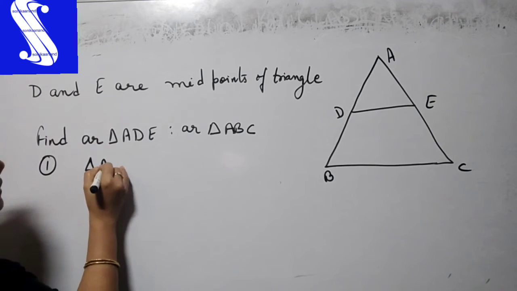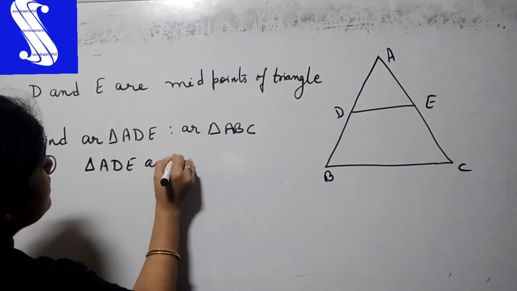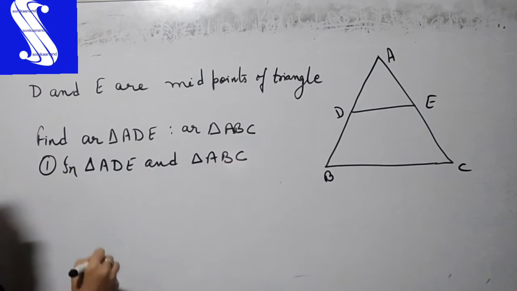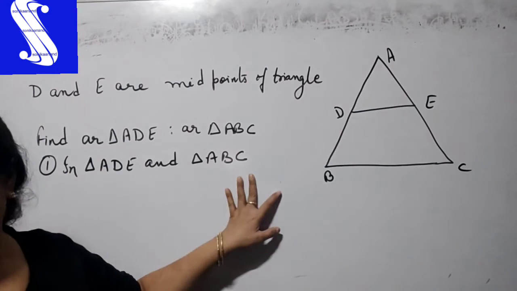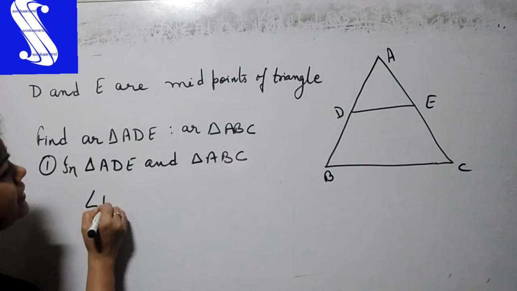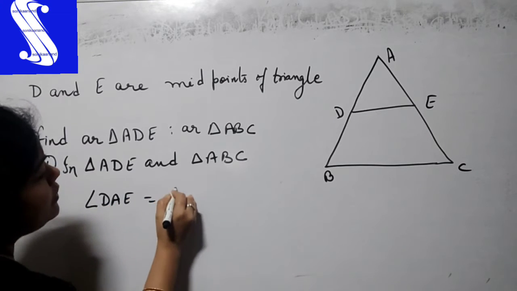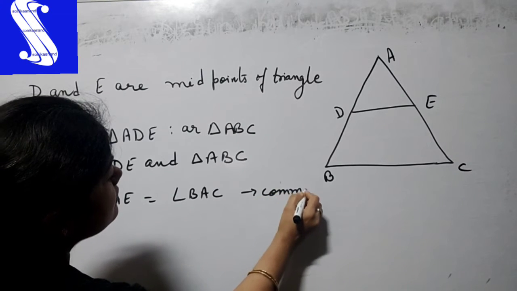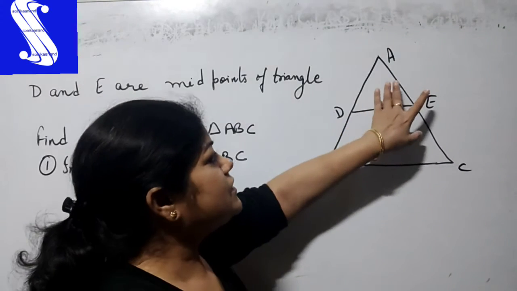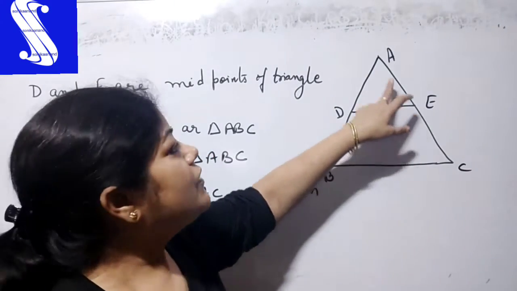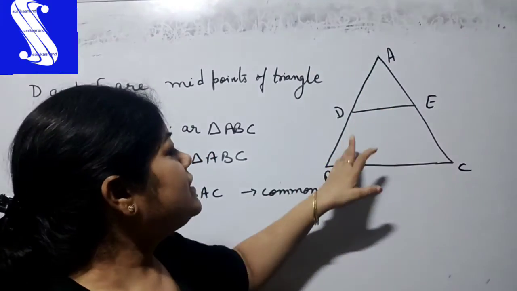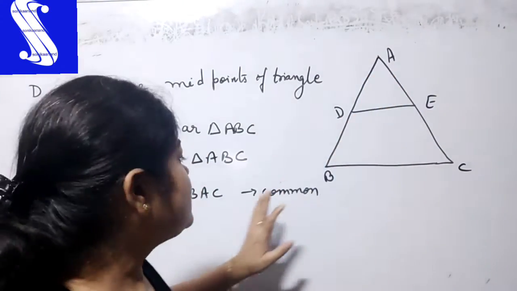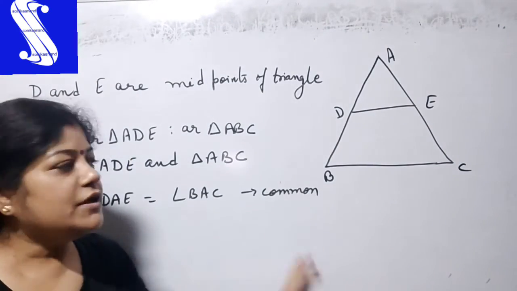Firstly, we have to prove whether this triangle ADE is similar to triangle ABC or not. So we write in triangle ADE and triangle ABC. Now angle BAE is equal to angle BAC. Both are common. Clear? That means if we consider the triangle ADE, here we have the angle A. But if we consider the big one triangle ABC, we have also the angle A in that triangle. So this angle A is common, so it is equal to each other.